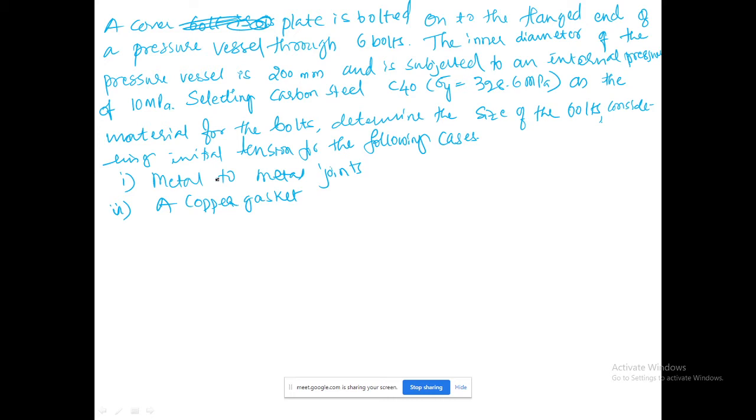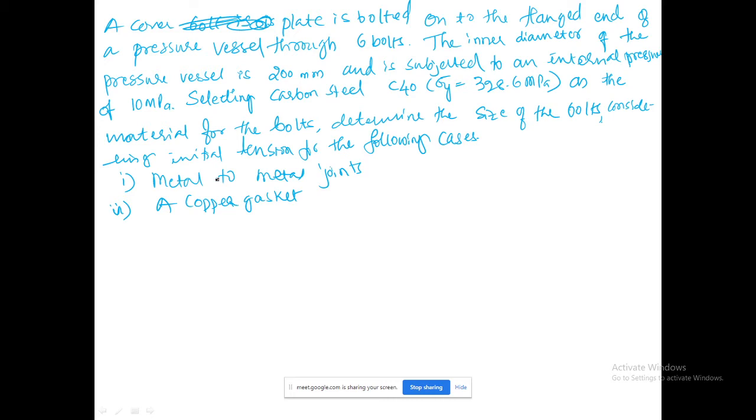They have given two cases here. One case has to be of metal contact. Second case, it has to be a copper gasket. So can someone suggest how we can solve this one? Now you need to calculate separately, because they have given two conditions, right?